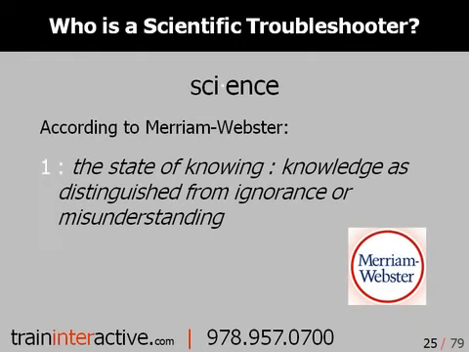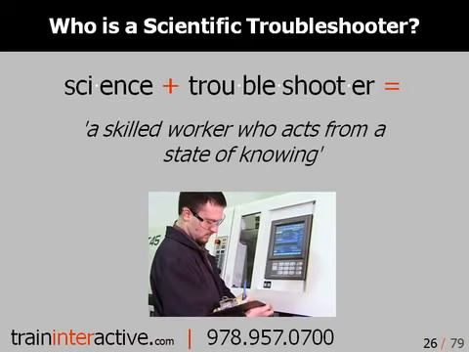Now let's define science. According to Merriam-Webster Dictionary, this is the state of knowing, knowledge as distinguished from ignorance or misunderstanding. So what is a scientific troubleshooter? A scientific troubleshooter combines both science and troubleshooter and results in a skilled worker who acts from a state of knowing.